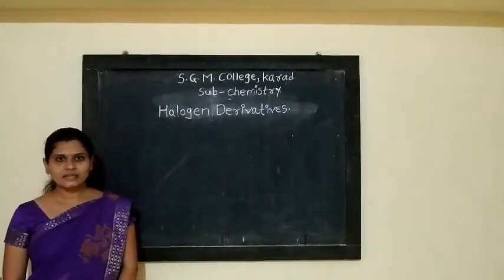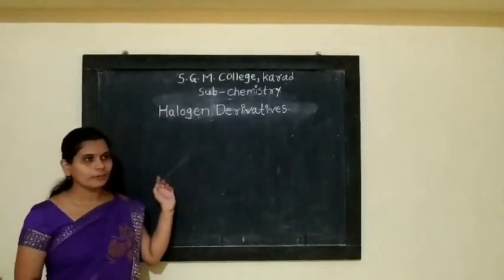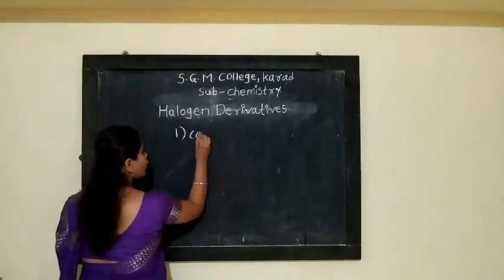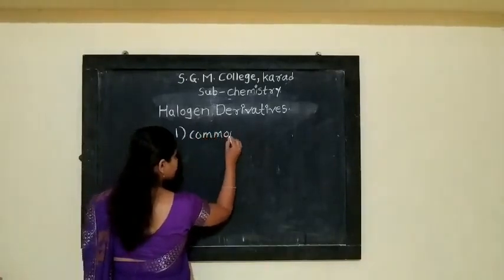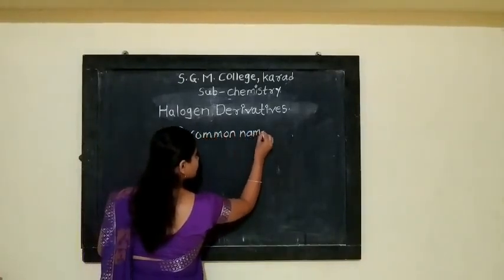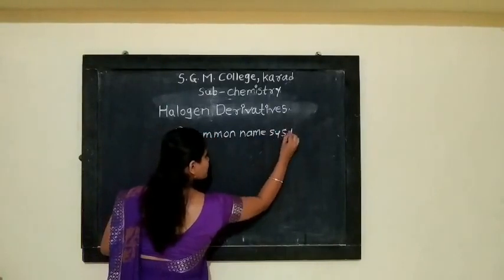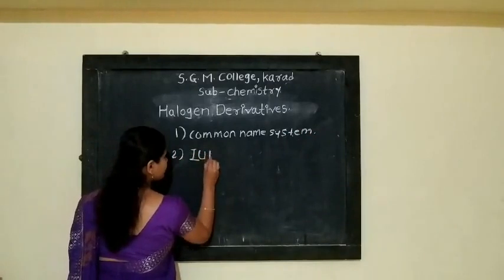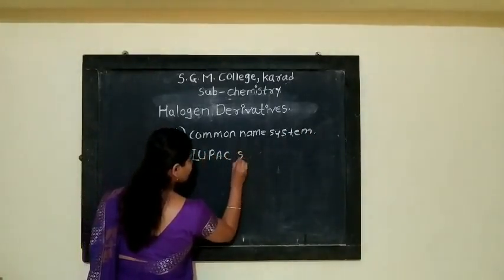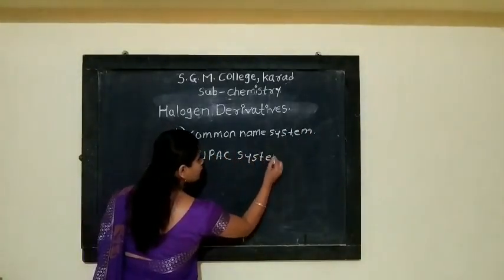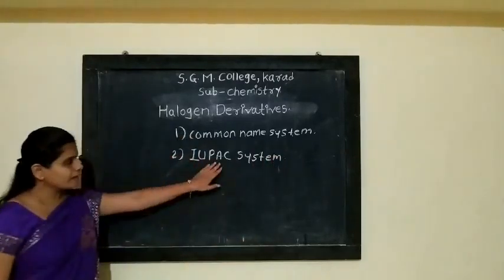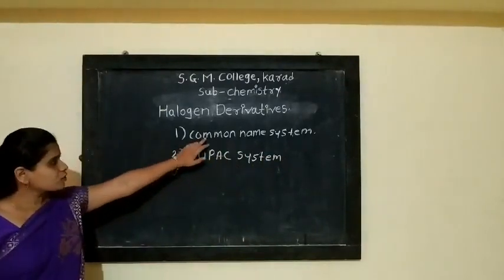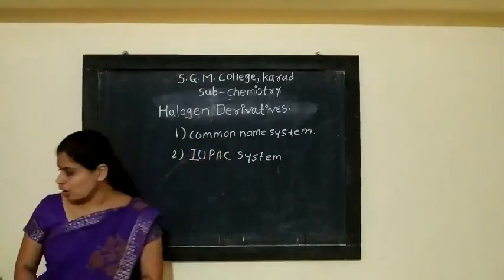In the 11th standard, you studied that there are two types of nomenclature. First is the common name system, and second is the IUPAC system. What is the full form of IUPAC? International Union of Pure and Applied Chemistry. So we start with the common name system.